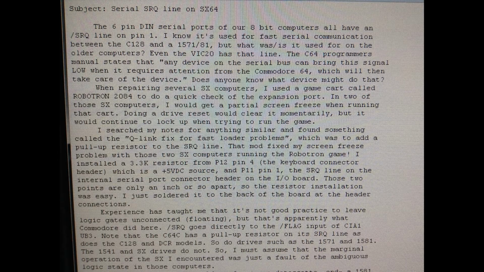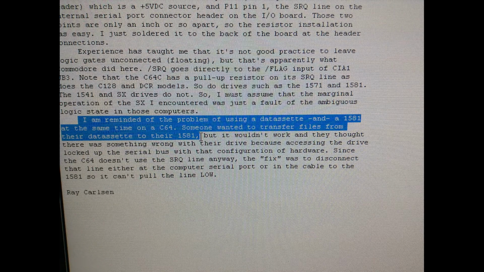Ray Carlson is a retired repair tech who still repairs Commodores at home. I'll link him below. A very resourceful guy and likes to share. Here you can see he has shared his experience regarding the SQR line. While SQR was intended for a device requesting attention from the computer, it was never used as intended. He discussed the use of it and that someone had trouble with tape loading in combination with a disk drive that is using the SQR for high-speed transfer to the Commodore 128. But on the C64 this is not used.